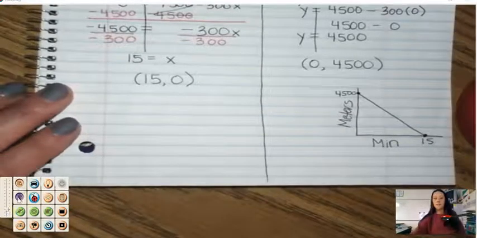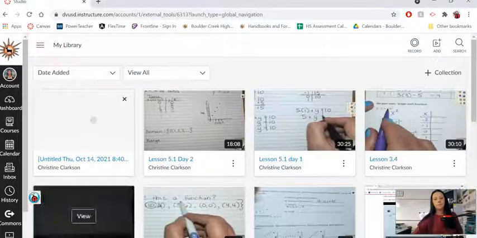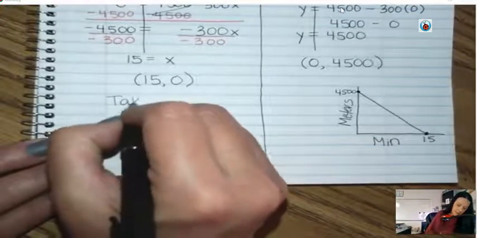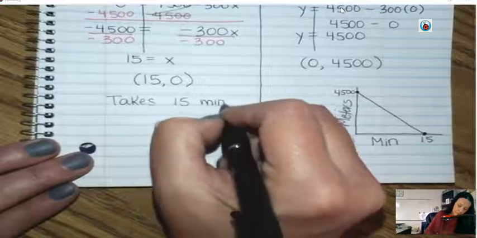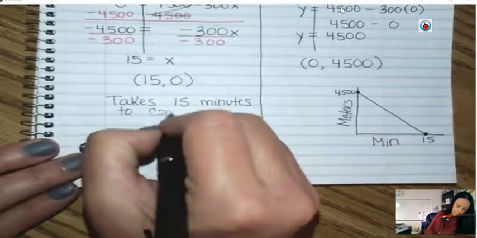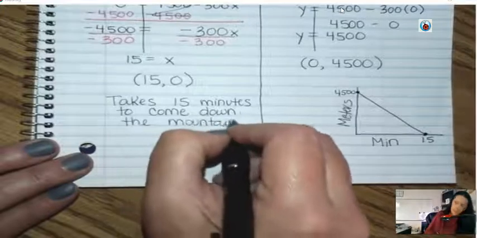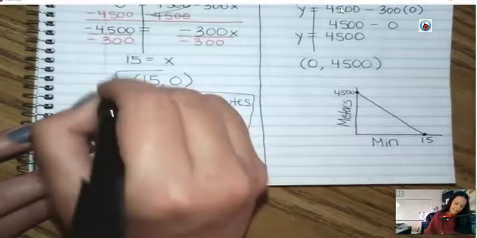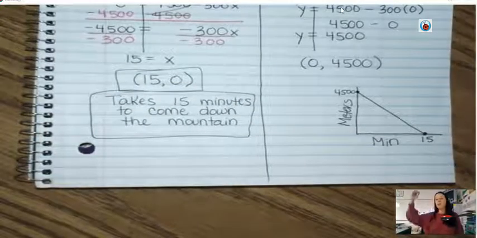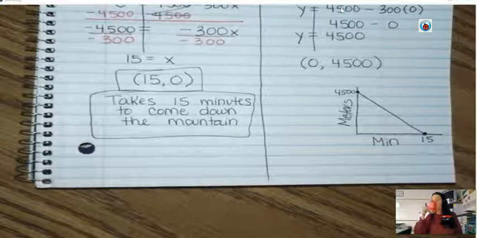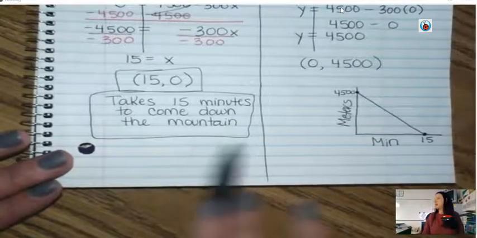So as a sentence, you would write... oh shoot. Oh my gosh, sorry. There we go. Okay, so that 15 just means at 15 minutes, it's going to be at 0 meters. So it's going to take 15 minutes to come down the mountain. So your sentence should be something like, it takes 15 minutes. It's on a tram. Remember, it's at the top of the mountain. It just means it takes 15 minutes till it gets to the bottom of the mountain. So when you write your sentence, it just needs to be something like that.